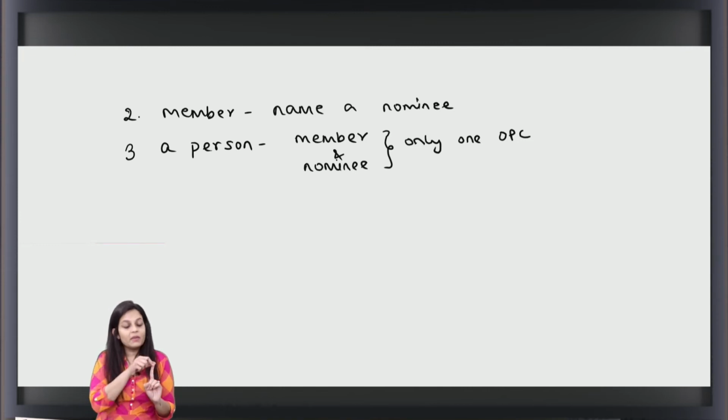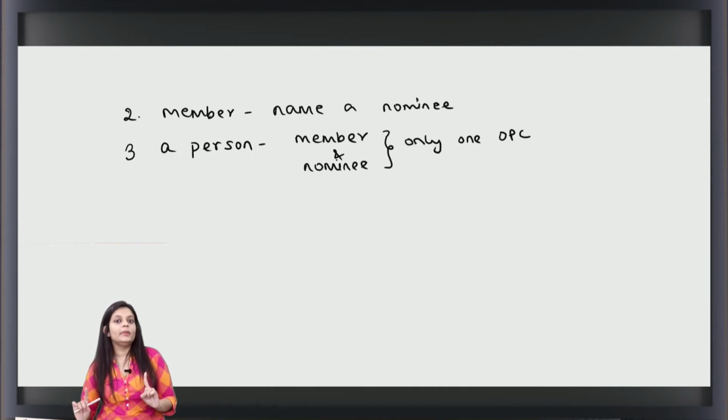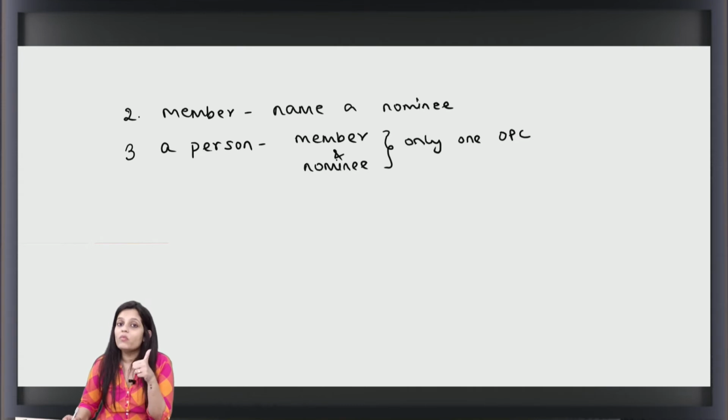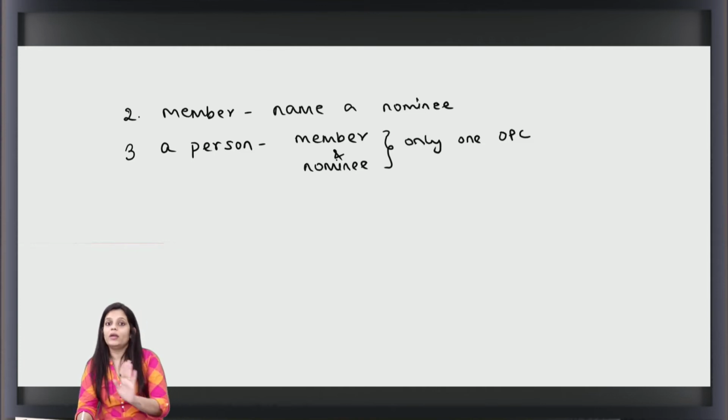That means one time I am a member here and I am a nominee here. Can I do that? Yes. I can at the same time be a member of one and nominee of another, but only one. I can be one nominee and one member. That's it. So a person can be a member and a nominee of only one OPC. I hope it's clear to everyone. And who can be a member or nominee? A natural person who is an Indian citizen and a resident of India.